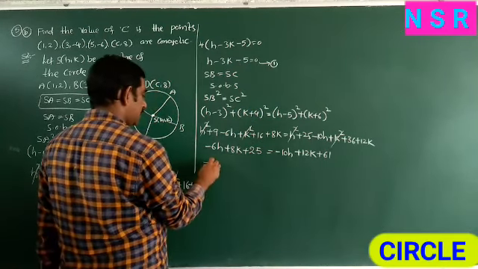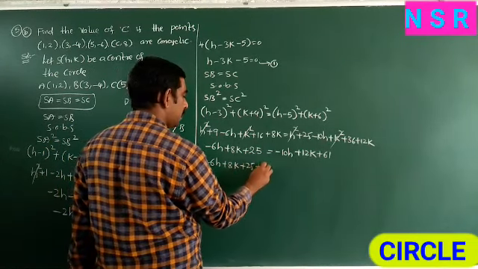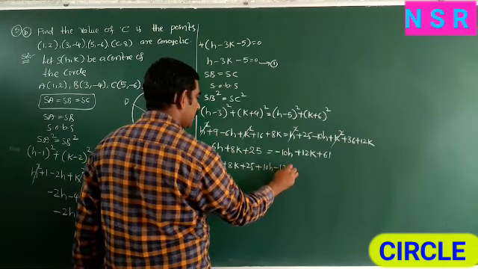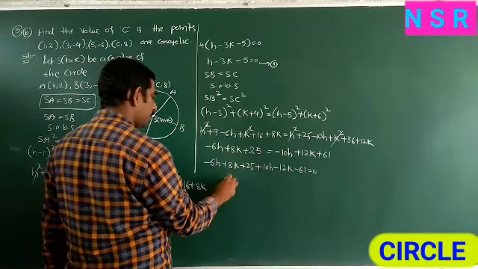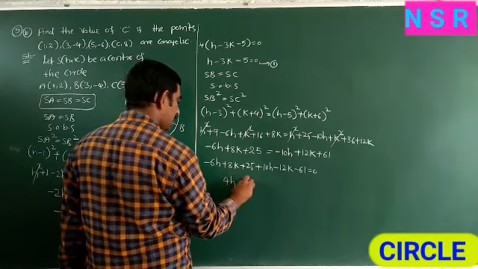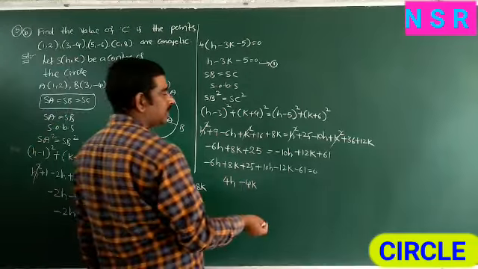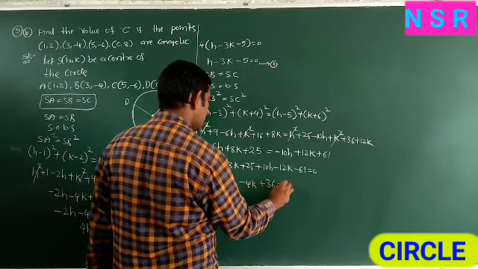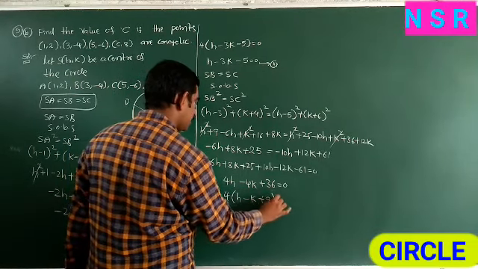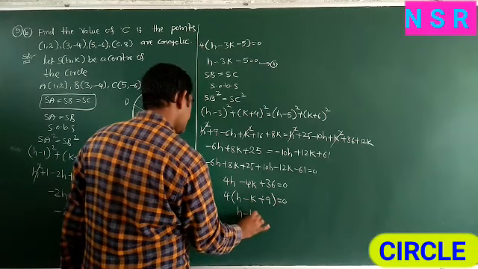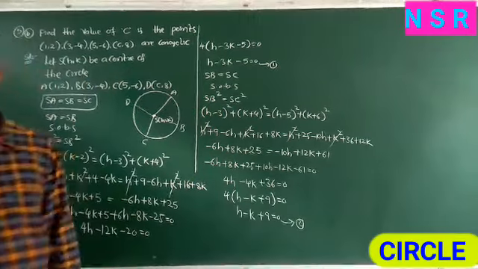So move this side: minus 6h plus 8k plus 25 plus 10h minus 12k minus 61 equal to 0. Minus 6h plus 10h is 4h, 8k minus 12k is minus 4k, 25 minus 61 we get minus 36. So take 4 as common: h minus k plus 9, 4 nines are 36, we get h minus k plus 9 equal to 0. Take it as equation number 2.